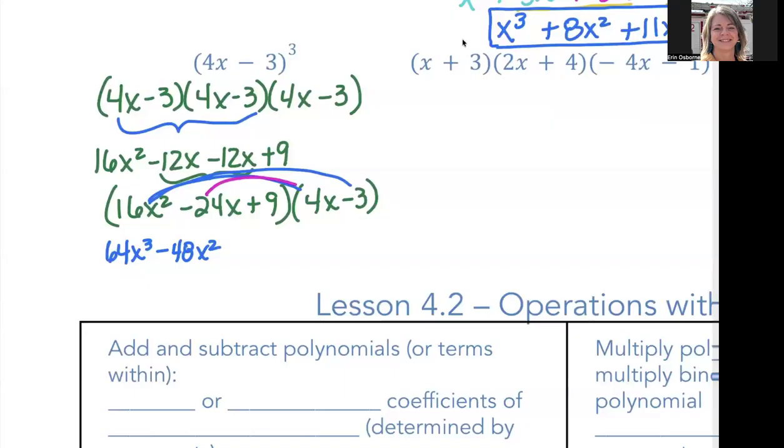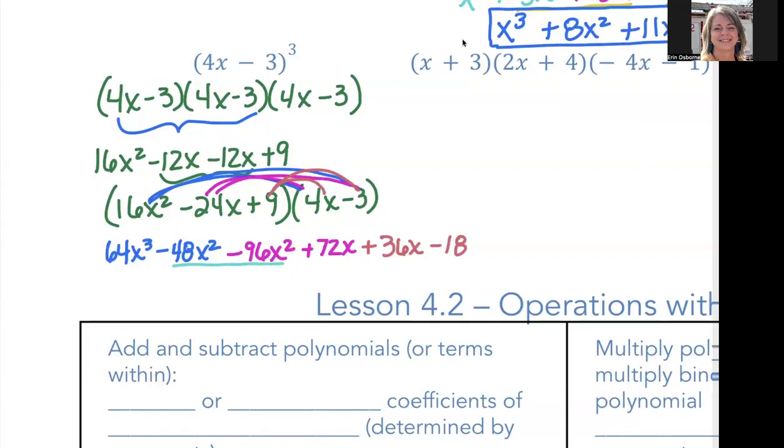Okay, now let's take the negative 24 times both of those numbers in the back binomial. Negative 24 times 4 is negative 96x squared, and then plus 72x. And then let's take 9 times both of those to get 36x, and then minus 18. Hopefully I didn't make any mistakes because I can't go back and redo this video.